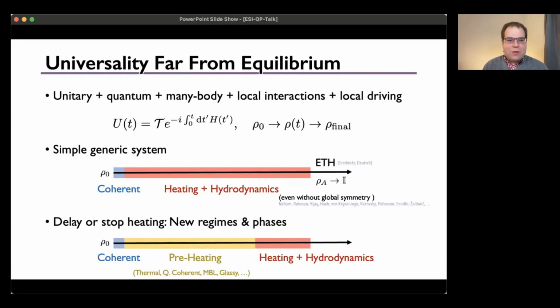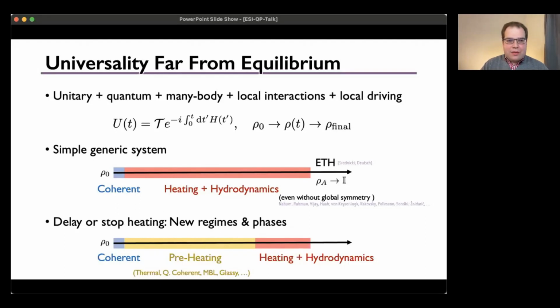But we want phases or dynamic regimes that are more interesting than heating, so we somehow have to stop that heating, or at least delay it to a very long time. This is just a generic cartoon. We have to do something to introduce an additional regime that I'm going to call preheating. I'll use the word preheating throughout because this state could itself be thermal, a Gibbs state, an MBL state, a glassy state, or quantum coherent. There are many different properties, and it could be more general than pre-thermal, which is the wording often used.